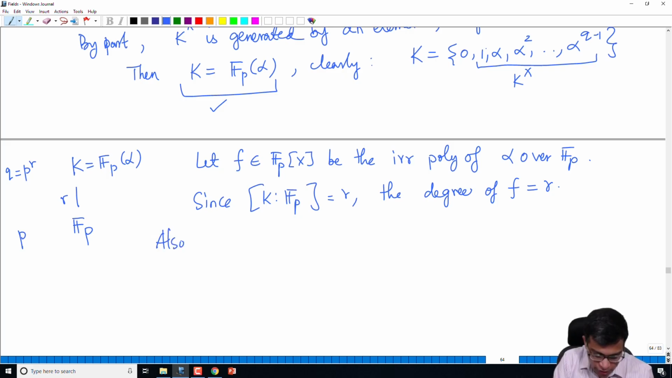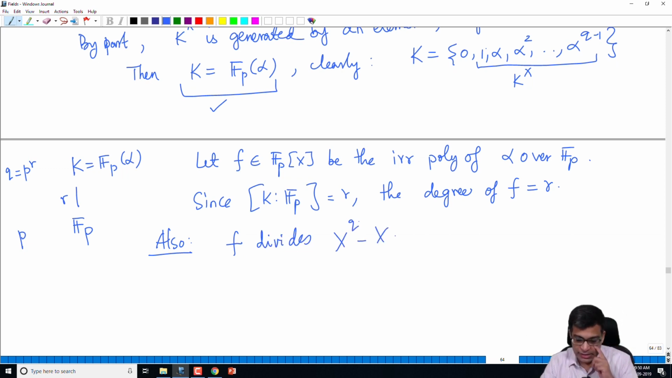Also, we know that f divides x power q minus x. Why is that? The reason is alpha power q is equal to alpha. Alpha being an element of K, and by part maybe D, I think, we showed that every element of K is a root of x power q minus x. So in particular, alpha is a root of x power q minus x. But f is the irreducible polynomial of alpha. That means f divides that.